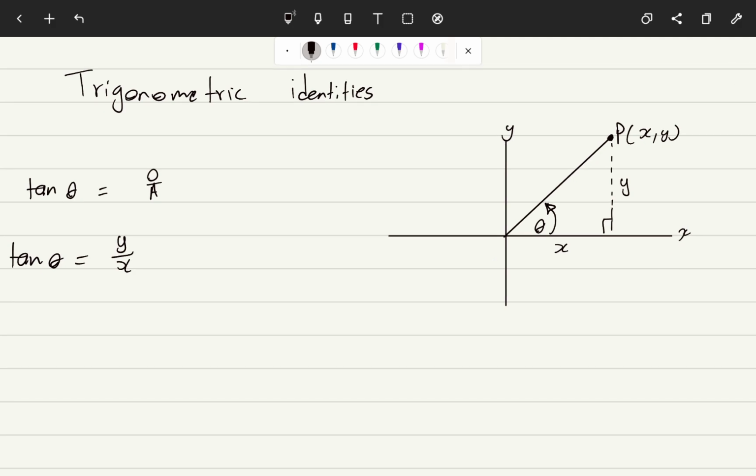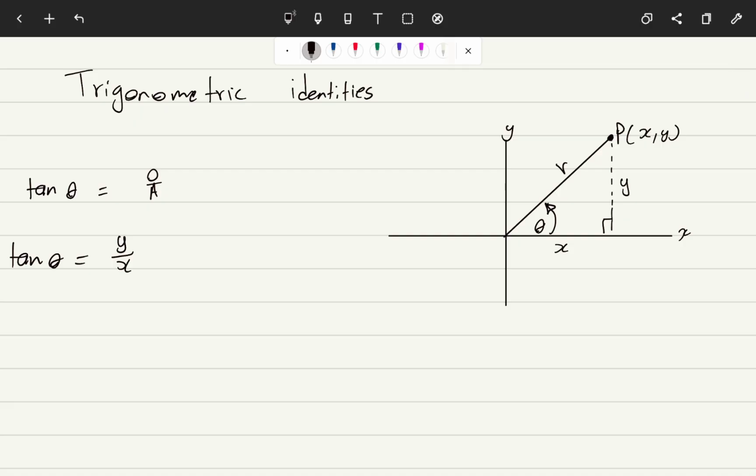Now when we represent these trigonometric ratios using the Cartesian plane, tangent theta is opposite over adjacent. Y is opposite theta, so tangent theta is y over x. We also represent the distance from the origin to P as the radius, so this is r. There's something cool I'm going to show you guys.